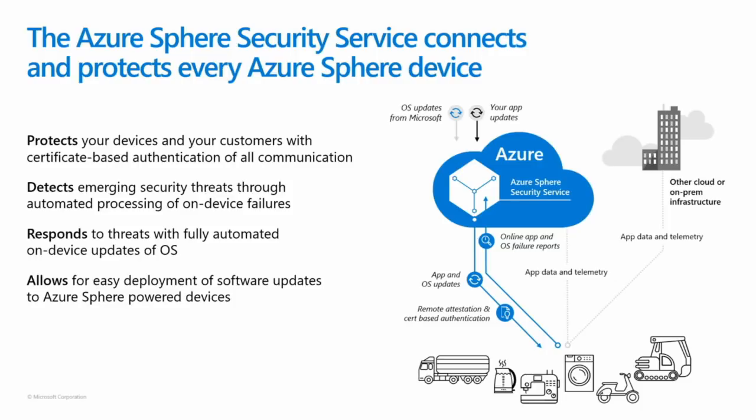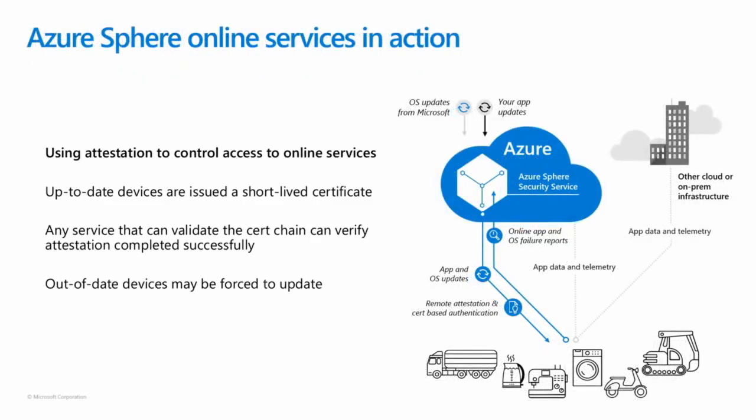So what are we getting from this attestation? Remote attestation allows you to check not only that the device is running genuine software, but that it's running up-to-date software. The way we're leveraging attestation is that an up-to-date device is issued a very short-lived cert. Think about a cert that only lives a day. That cert can then be presented to any service, whether it's AWS or Azure. And if you can verify the cert chain, effectively Microsoft is vouching for the health of the device for the moment in time when attestation was completed.